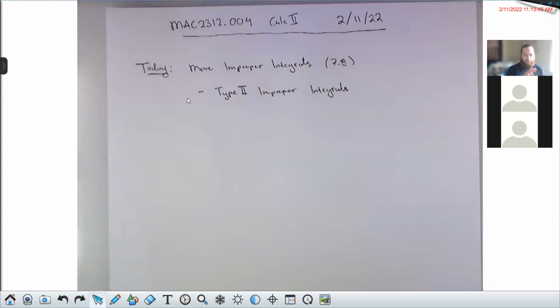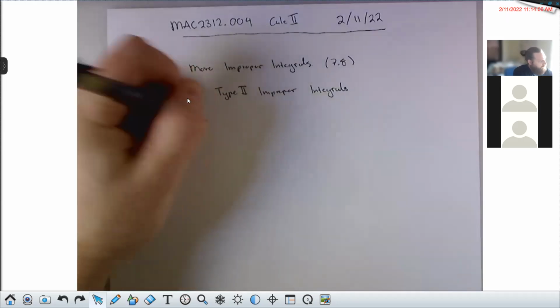Which can be a little bit more subtle than type 1 integrals. So type 1 integrals, the kind that we introduced last time, where you're integrating from somewhere up to infinity or from negative infinity up to somewhere, it's always obvious that those are improper because there's an infinity written there. Type 2 integrals, there's no such hint.